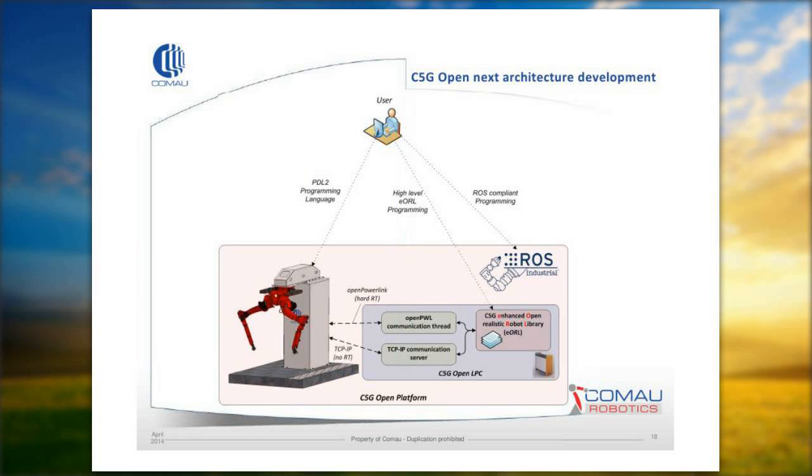So at last, we can say that the user in our C5G Open Next architecture could be capable of programming at a very high level with the PDL2 programming language. They can also program at a high level with the ERL programming through the open mode, and they can also do ROS compliant programming, and this is quite important because our architecture aims to put ROS Industrial in a very tight connection with our system.